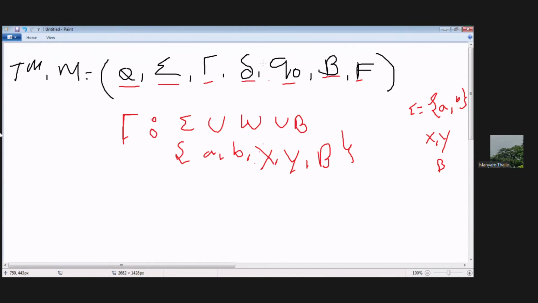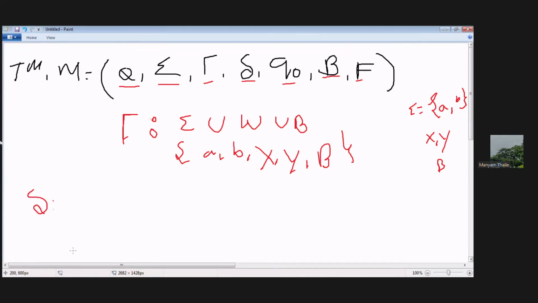So understand what is the tau here? Is there any doubt in this tau? So now the transition function.